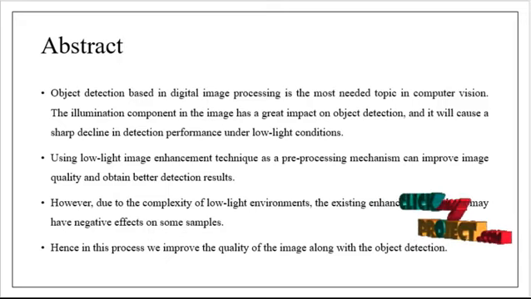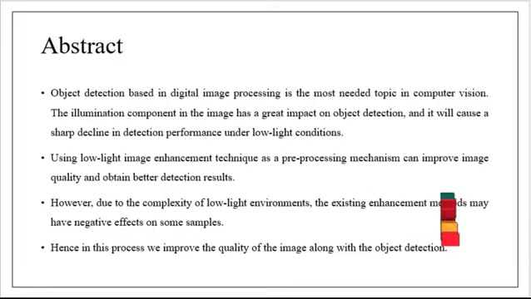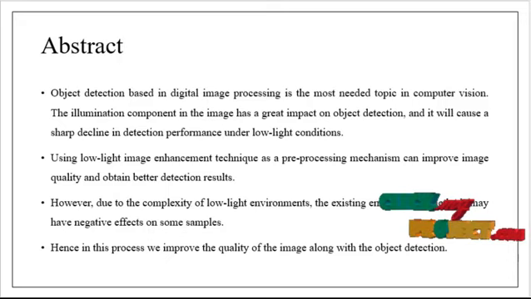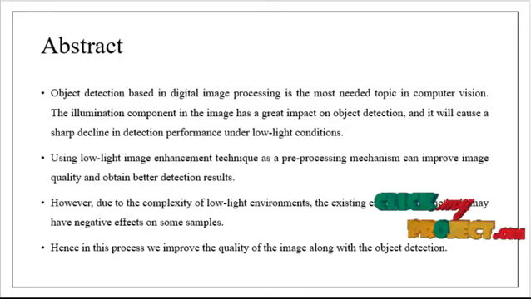Using a low light image enhancement technique as a pre-processing mechanism can improve the image quality and obtain better detection results. However, due to the complexity of the low light environment, the existing enhancement methods may have negative effects on some examples. Hence, in this process, we improve the quality of the image along with the object detection. After the image enhancement, the image quality will be improved, and then we detect the object by using the bounding box method.